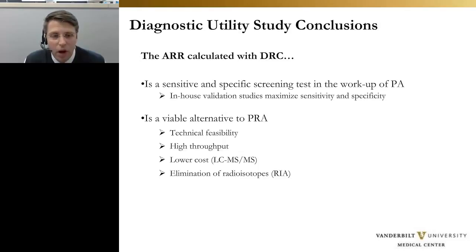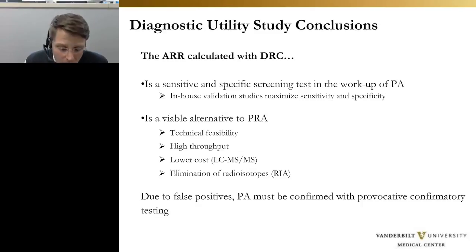It really offers technical feasibility at a high throughput, a lower cost than you would see with the tandem mass spectrometry methods, and the elimination of the radio tracers as well. And it's most important to state here that regardless of the method that's used to measure renin, due to false positives, primary aldosteronism must always be confirmed with provocative confirmatory testing.